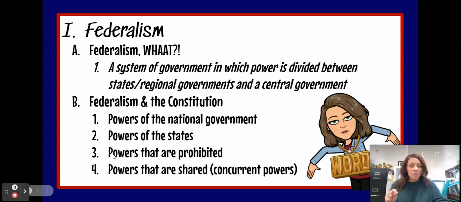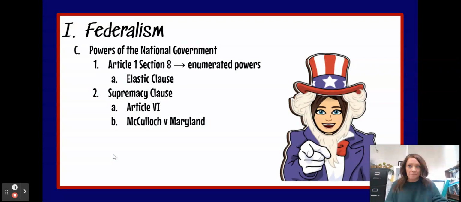So I want you to pause right here, think for just a couple of seconds about some examples, and whatever you can't think of, we'll get to in class. So powers of the national government are specifically stated in Article 1, Section 8 of the Constitution. And these are what we call the enumerated or expressed powers of Congress because they are specifically numbered in the Constitution. And we know that the elastic clause, which is also called the necessary and proper clause, gives Congress the power to make any law that they think is necessary and proper.